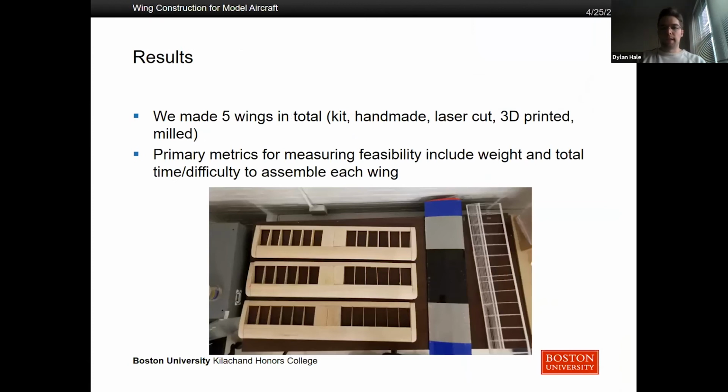So overall, we made 5 wings in total. We made a handmade wing, a laser cut wing, a 3D printed wing, and a milled wing. And we also had a kit wing, which is what we used to base all of our other wing designs on and ensure that they were all uniform between each other. The primary metrics we used for determining their feasibility was their total weight, which would affect their ability to fly, and the total time and difficulty it took to assemble each wing.